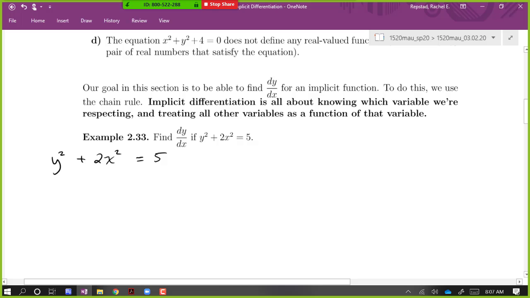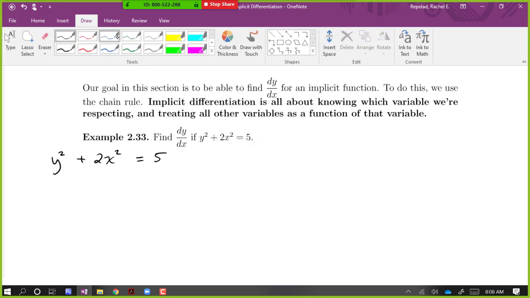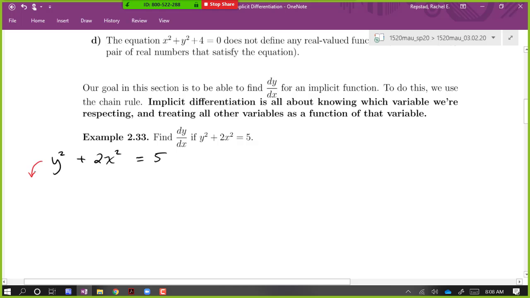Now in mathematics, when we're working on an equation, we can do the same thing on both sides of an equation, right? If I want to add 2 to both sides, I can do that. If I want to multiply both sides by -5, I can do that. If I want to take the log of both sides, I can do that. And if I want to differentiate both sides with respect to the same variable, I can do that. So we are going to differentiate both sides with respect to x.